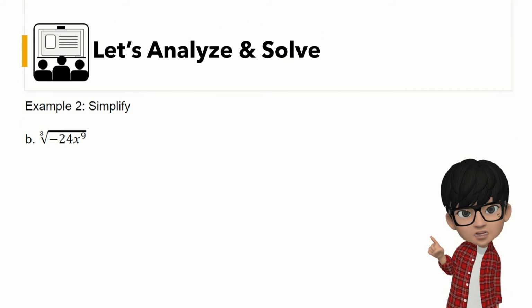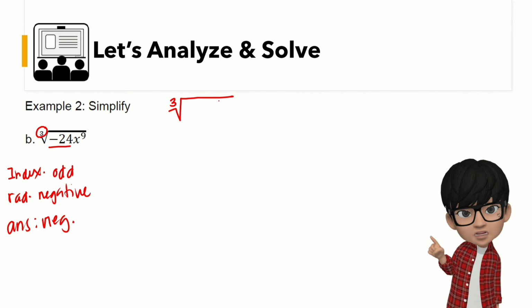Let's try to answer example number 2, letter B. We have cube root of negative 24x raised to 9. But before we solve for this, let's try to recall our past lesson. If you still remember, if the index is odd and the radicand is negative, our answer here is negative. Okay? So here the index is odd and the radicand is negative 24. So our answer here will be negative. So solve. So given cube root of negative 24 x raised to 9.